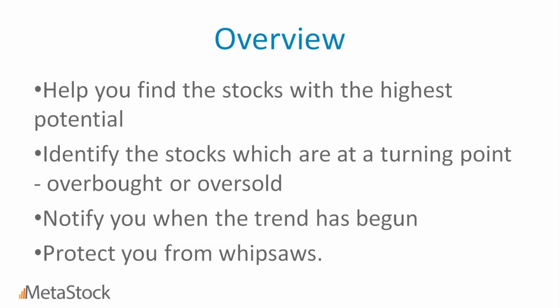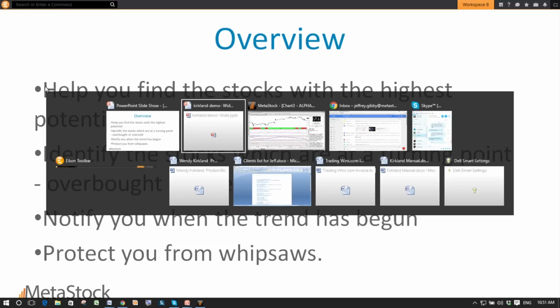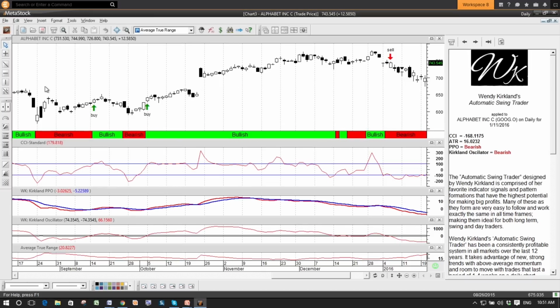I want to show you how it works inside the MetaStock program. So let's jump over into MetaStock. This is Alphabet, formerly known as Google. I just pulled this up. It looked like a really good example, so we're going to go with this one. This is the template I'm looking at, the full template. There's actually two, a clean template and a full template. I want to show you all of the indicators that really go into the decision-making process for Wendy and her methodologies, and give you a really good idea of what goes into it.